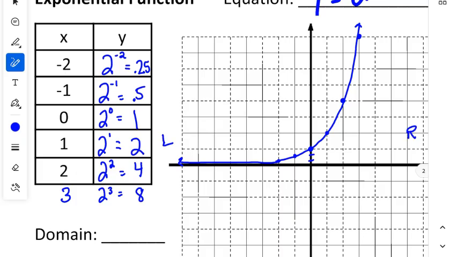It just shoots up. Okay, domain, left and right. Arrow going left, arrow going right. Infinity. Or all real numbers. Okay, bottom to top. Yeah, 0 to infinity.